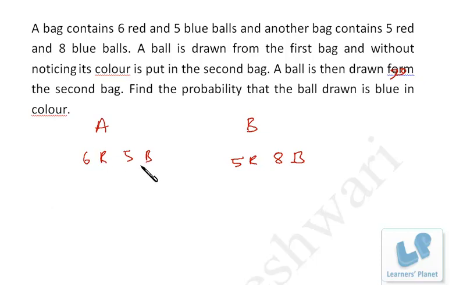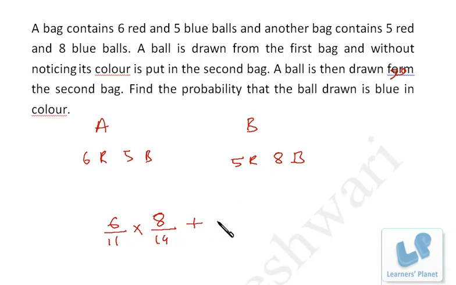Now the probability of getting the ball as red is 6 by 11. Okay, now this is the probability of drawing a red ball from bag A. Now we are putting this red ball into bag B. Now in bag B there are 6 red and 8 blue balls. So in all there are 6 plus 8, 14 balls, and we have to draw a blue color ball, right? So what's the probability of a blue color ball? That's 8 by 14. So this is the probability when we are drawing a red ball from bag A and putting it into bag B, right?